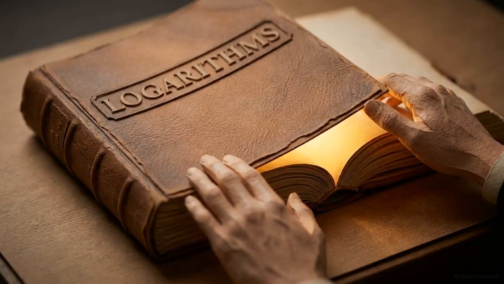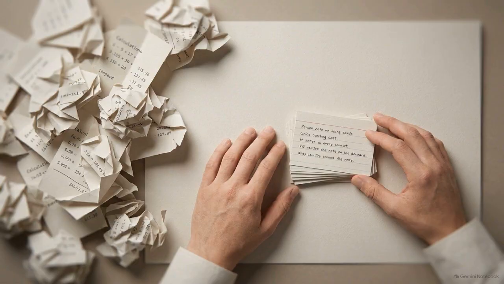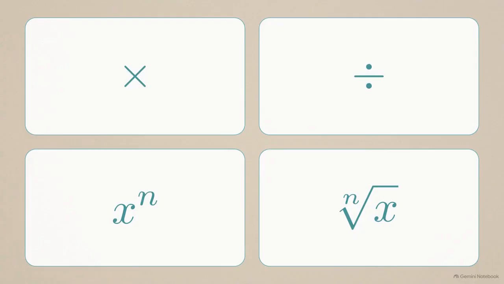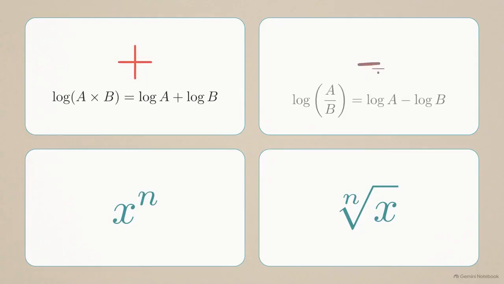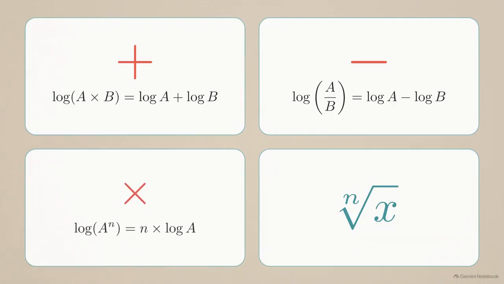By learning these translation rules, you gain a system that makes the most difficult parts of math much lighter to carry. Every operation becomes one step simpler. Multiplication becomes addition. Division becomes subtraction. Exponents become multiplication, and complex roots become simple division.